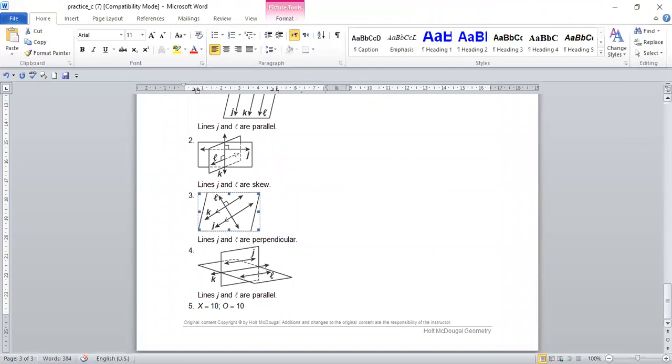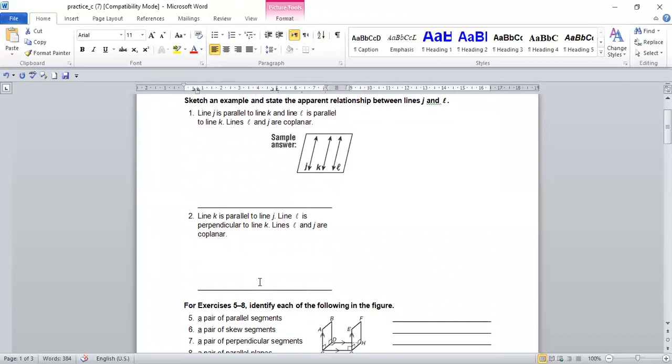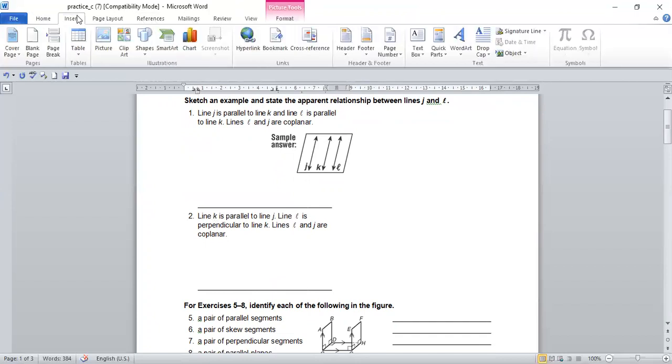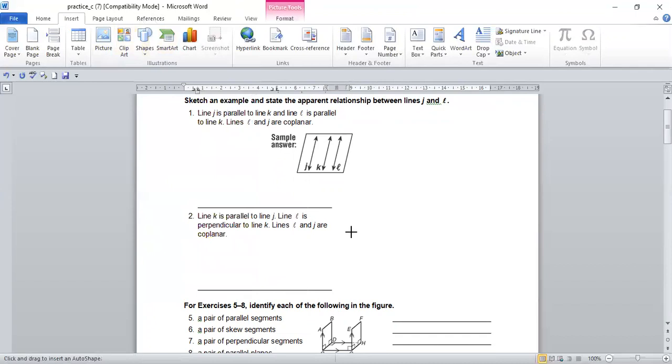So let's move on to question number 2. That's line K is parallel to line J. So first find out how many lines there are. There is line K, then there is line J, then there is line L. So then read it. So there are three lines. So line K is parallel to line J. So if you are drawing, of course, you have to draw two lines with, first let's draw line K. Okay, this is going to be line K.